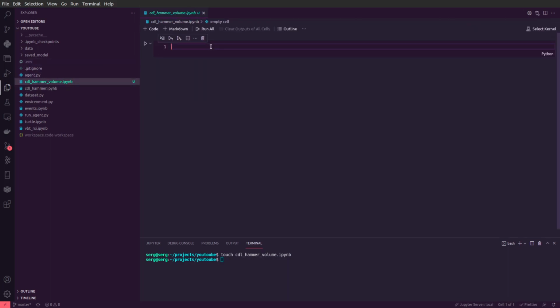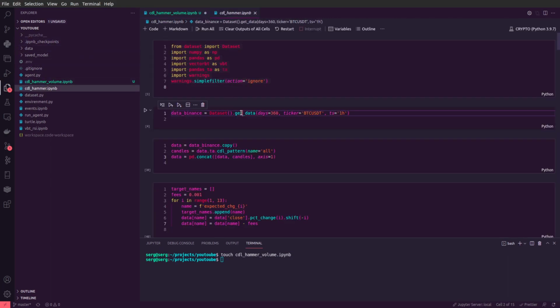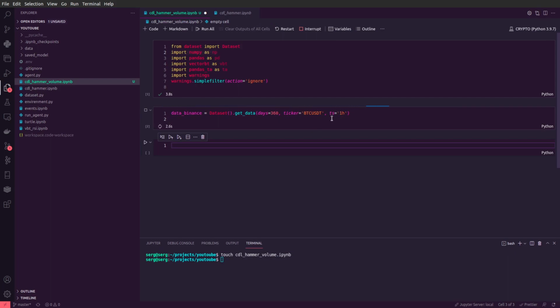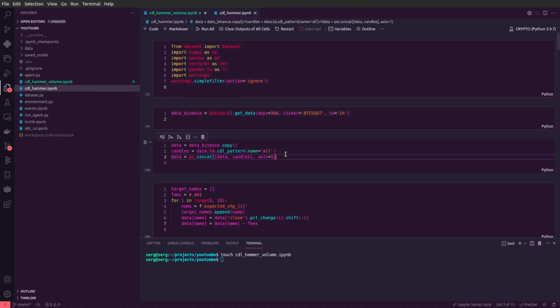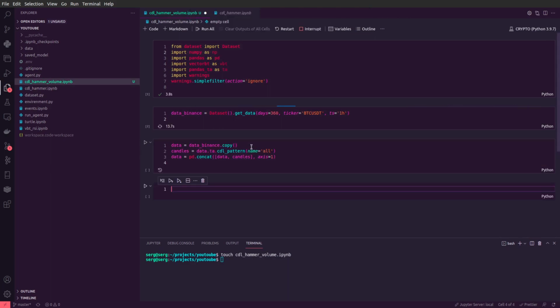We need to import our library. Let's do it, and I need to select my environment. Next, we also need to copy and paste the data for Bitcoin USDT that we downloaded from Binance. For the test, I used data for one year, the last year, and what else? We also need to create our candle patterns.